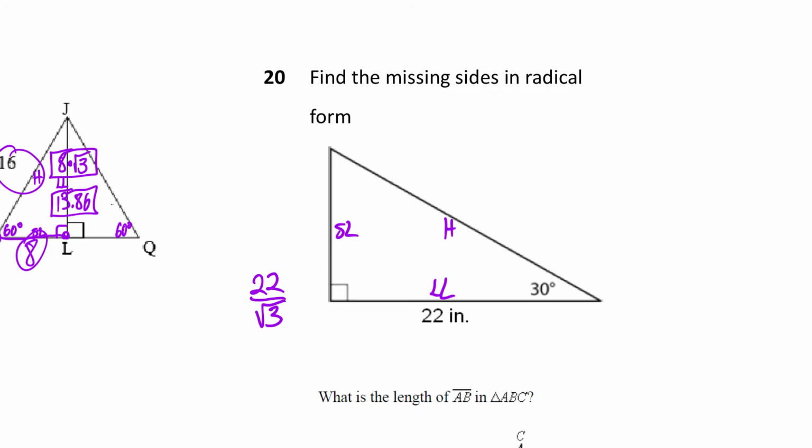What does it give you? 12.7. And to get to the hypotenuse, we just multiply it by 2. 12.7 times 2. What does that give you? 25.4.